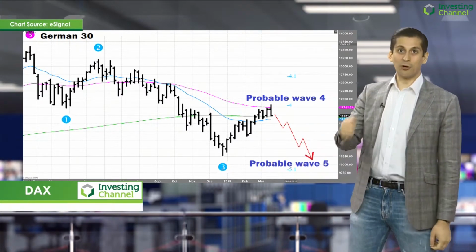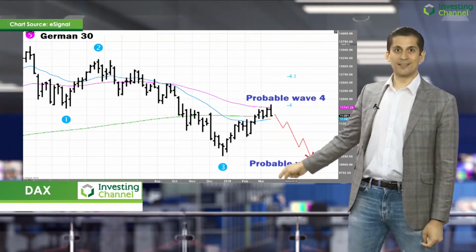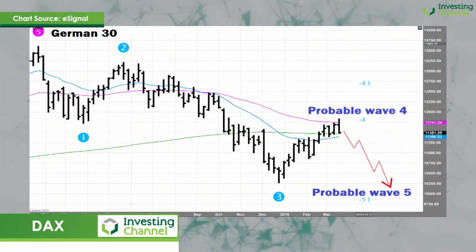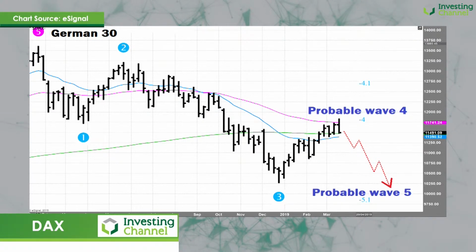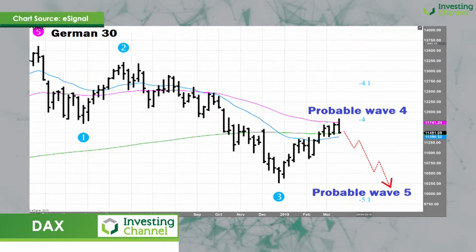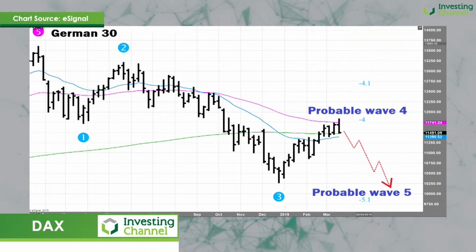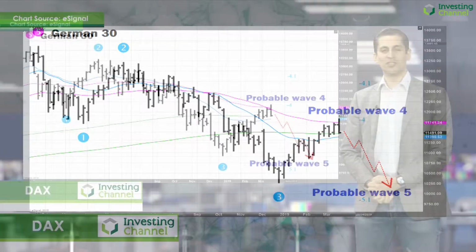So guys, bring your umbrellas. The German DAX is going to start bleeding like a pig, essentially, put it that way. So I think the German DAX is eventually going to roll over and head south towards the lows and complete that probable wave 5. Very interesting situation there.